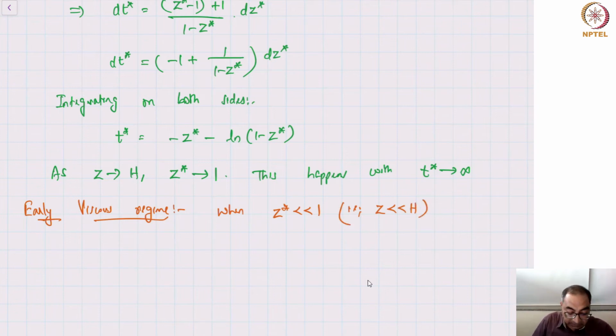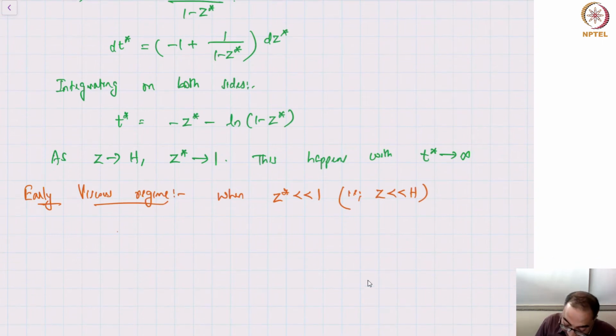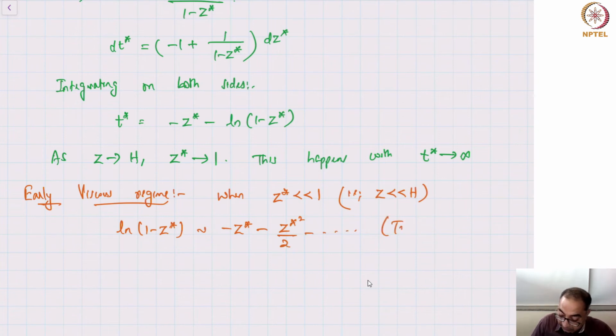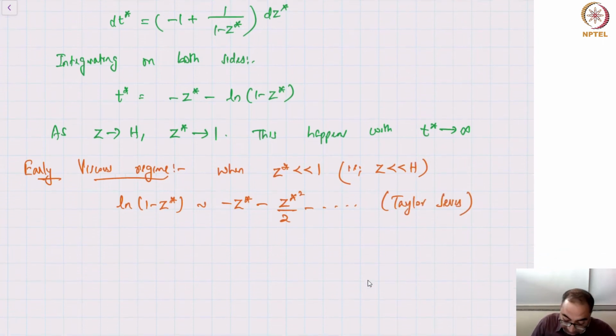Okay. And when this happens, I can use Taylor series expansion to write down the logarithm of 1 minus z star will go like minus z star minus z star square by 2 and so on. This is the Taylor series. Okay. And therefore, if I substitute this, what do I get? I get t star is minus z star minus of the logarithm of this term, which is minus z star square by 2 and so on.